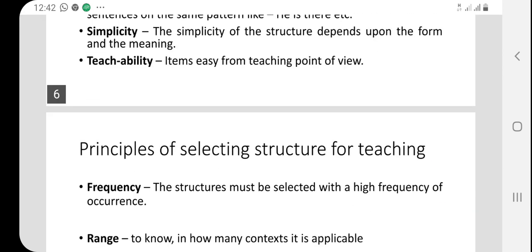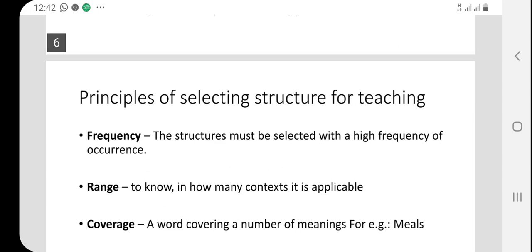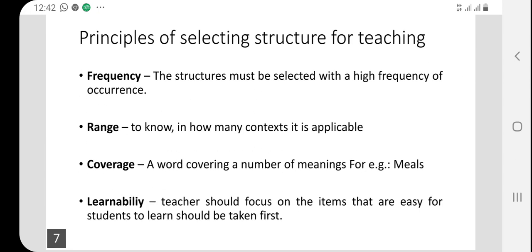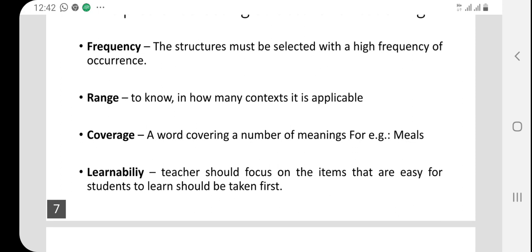Then we have principles of selecting structure for teaching. What are the principles for a teacher to teach structures? How to select a particular structure to teach in a class? First, frequency. The sentences that are selected should have more frequency of occurrence, that is, they are happening in your life again and again. If they are happening in your life, they are the more suitable sentences for the learners.